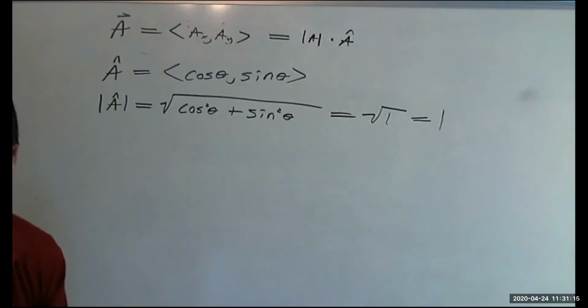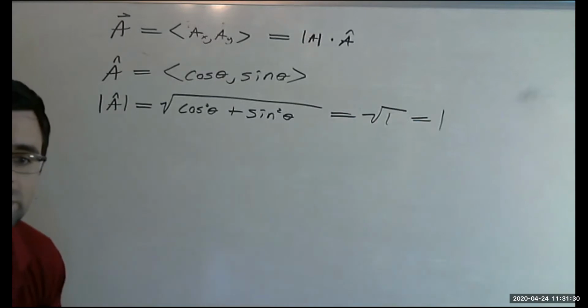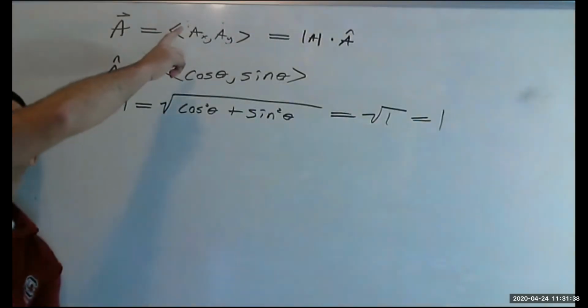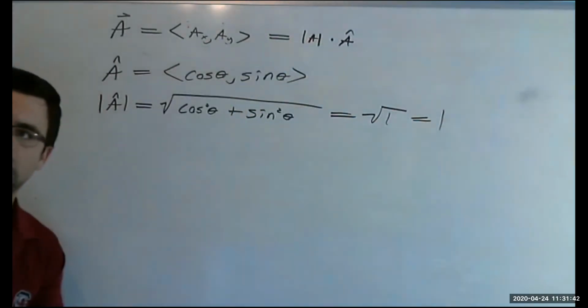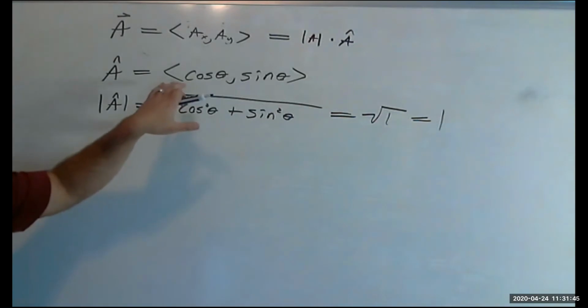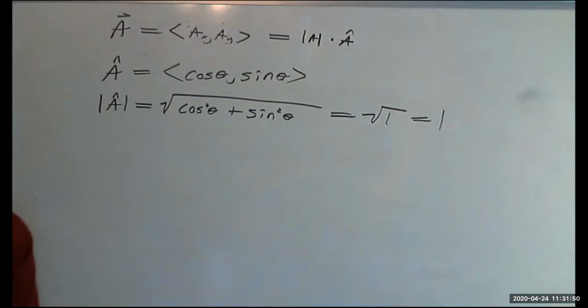So this is the nice bit about unit vectors. So now we have pretty much all of the basic bits and components of vectors. We have the component form, we have the magnitude and direction form, and then this is another definition of the unit vector.